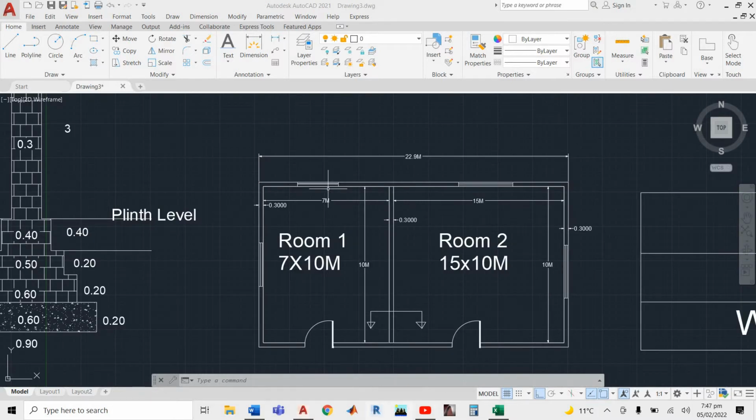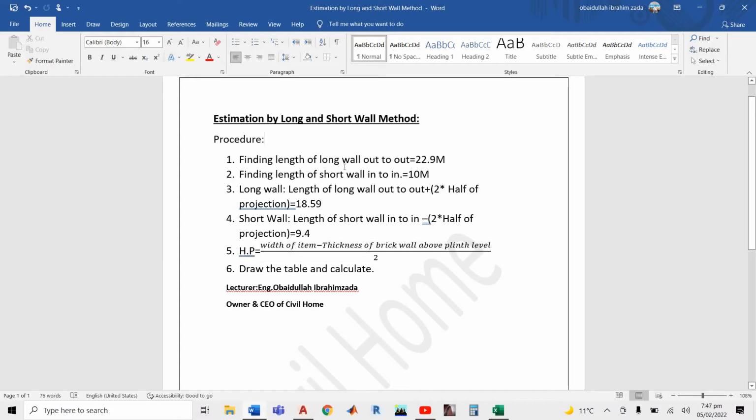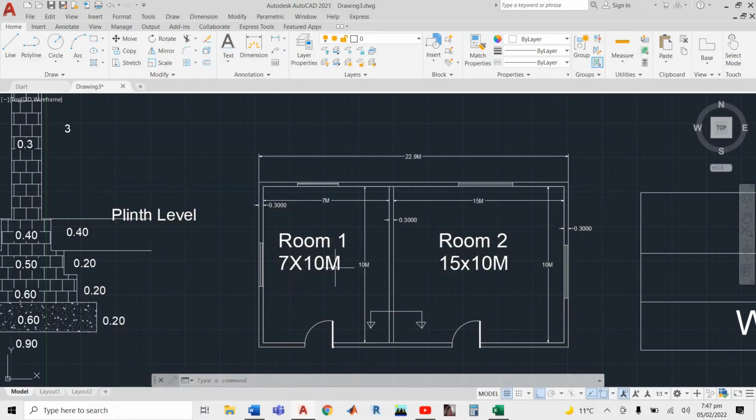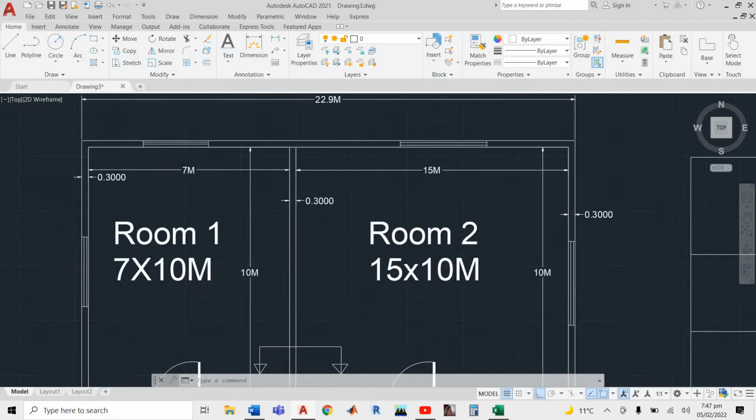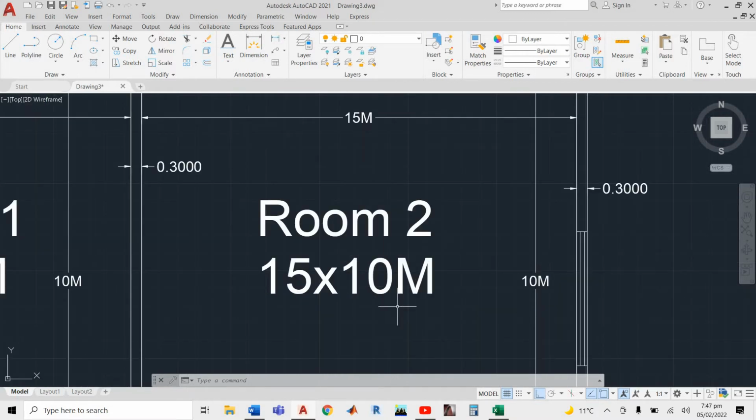Then we have to find the length of the short wall, end to end. What does end to end mean? End to end means just take from here up to this point, inner to inner. I think the inner is just 10 meter. You can find it by looking in here. So it is 10 meter.